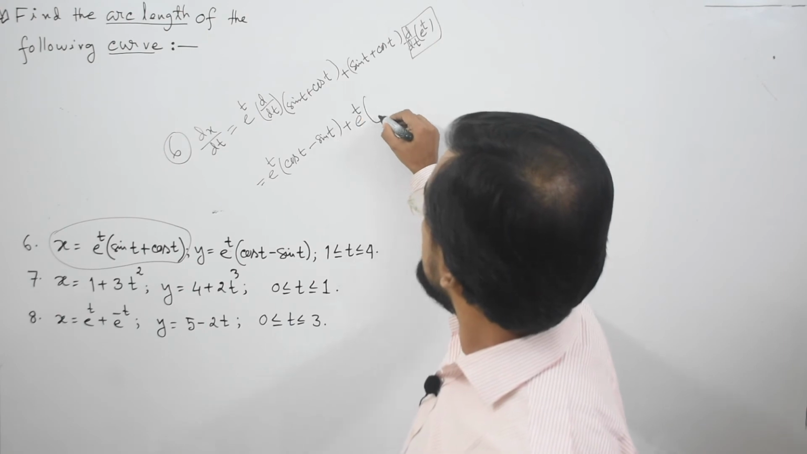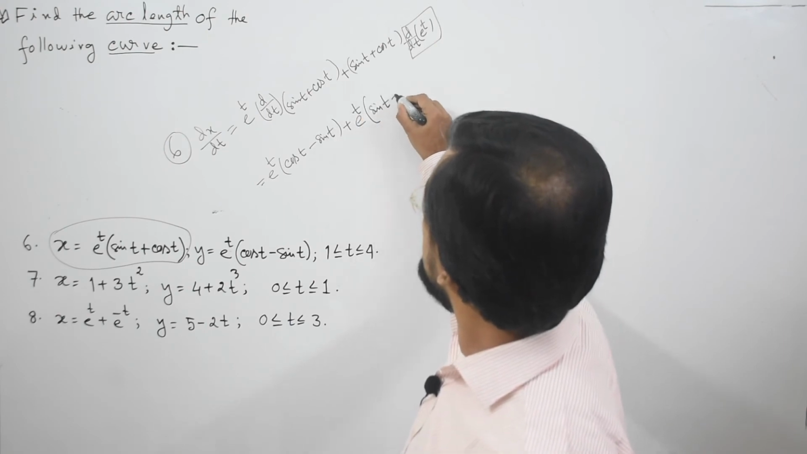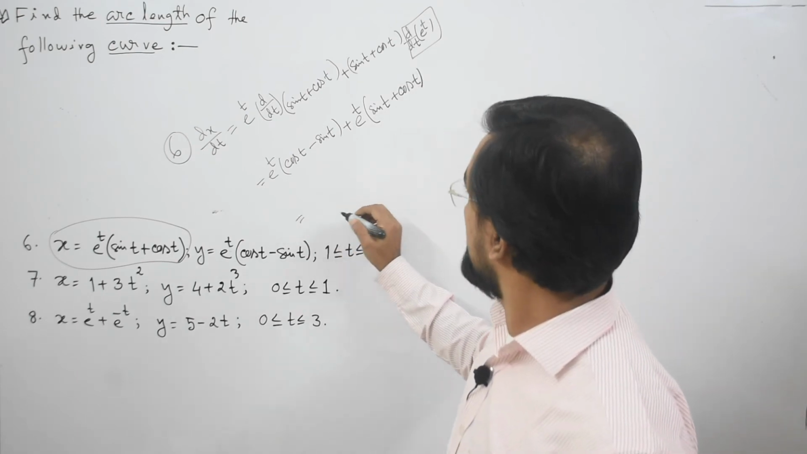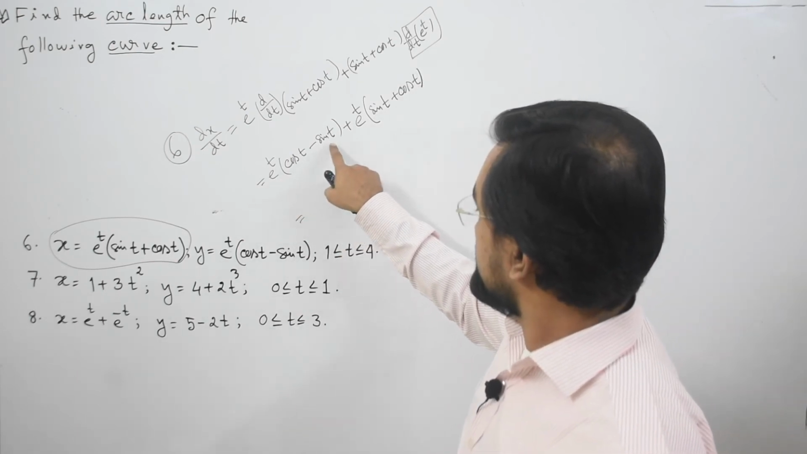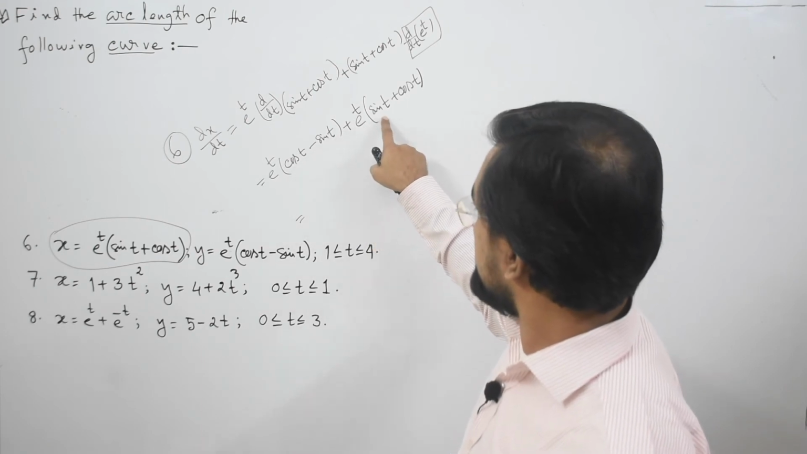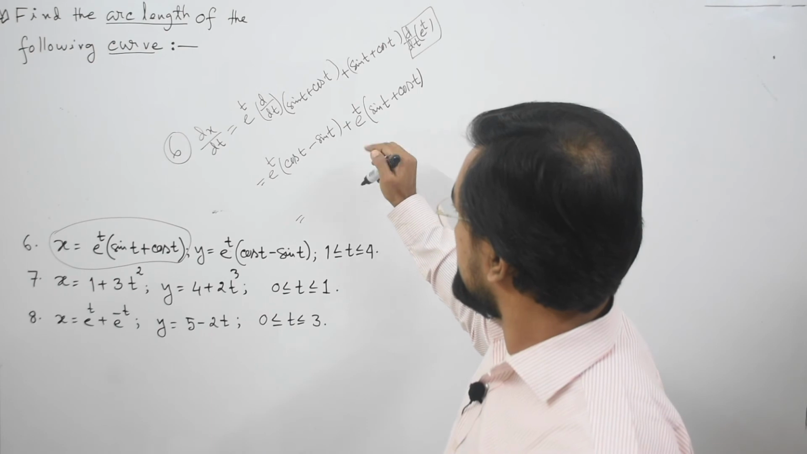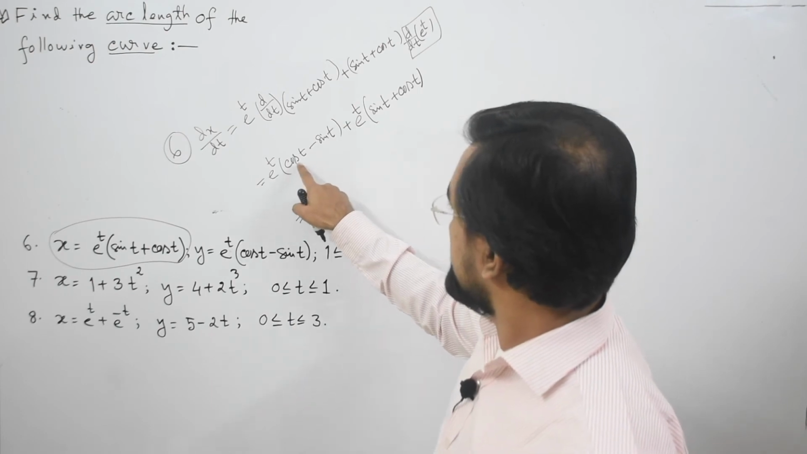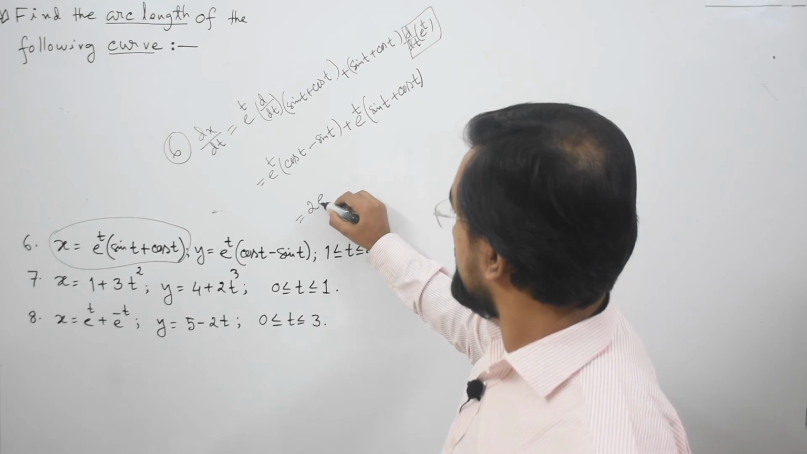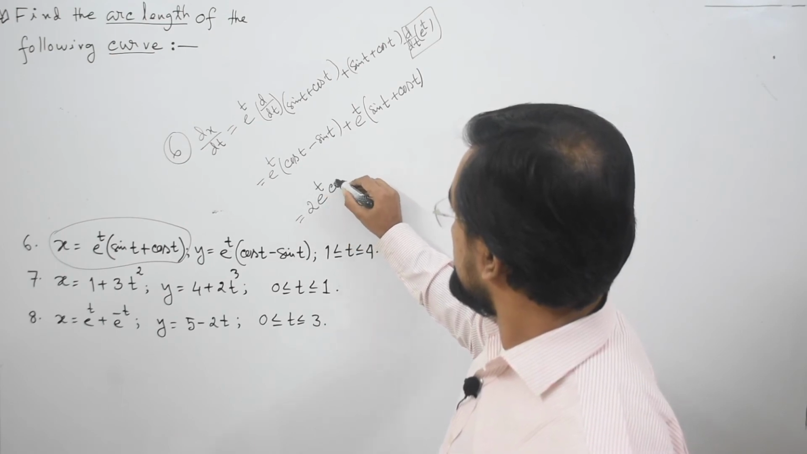So I can write e to the power t (sin t plus cosine t), and you see e to the power t sin t is negative and e to the power t sin t is positive here, so we can cancel it, and we have e to the power t cosine t, e to the power t cosine t. So we have 2 e to the power t cosine t.